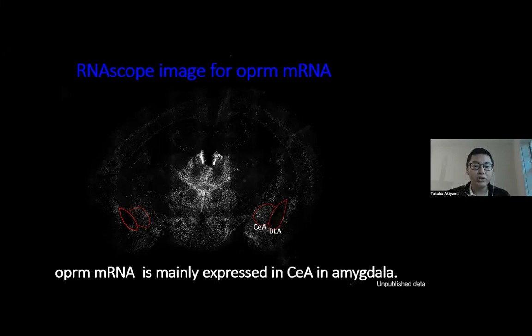Here I show the data results from the RNAscope imaging. We stained the OPRM1 messenger RNA, and as you can see here, OPRM1 messenger RNA is mainly expressed in the CEA, the central amygdala.